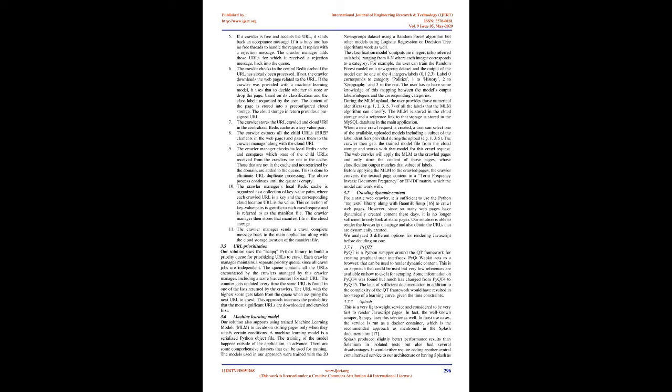10. The crawler manager's local Redis cache is organized as a collection of key-value pairs, where each crawled URL is a key and the corresponding cloud location URL is the value. This collection of key-value pairs is specific to each crawl request and is referred to as the manifest file. The crawler manager then stores that manifest file in the cloud storage. 11.